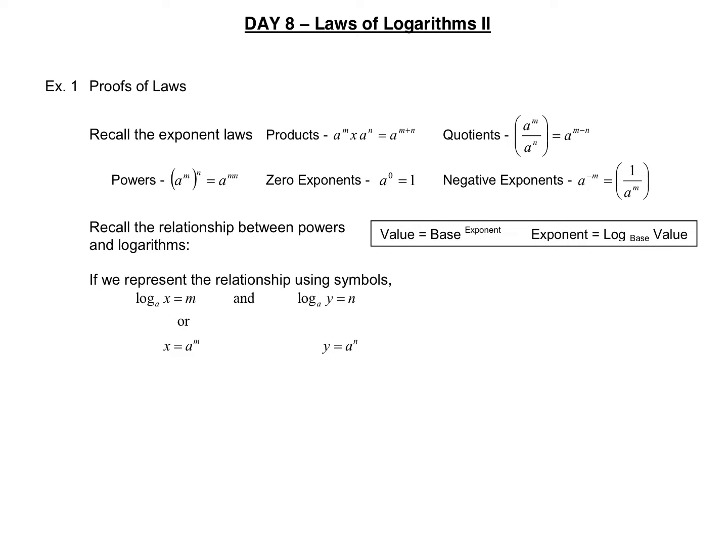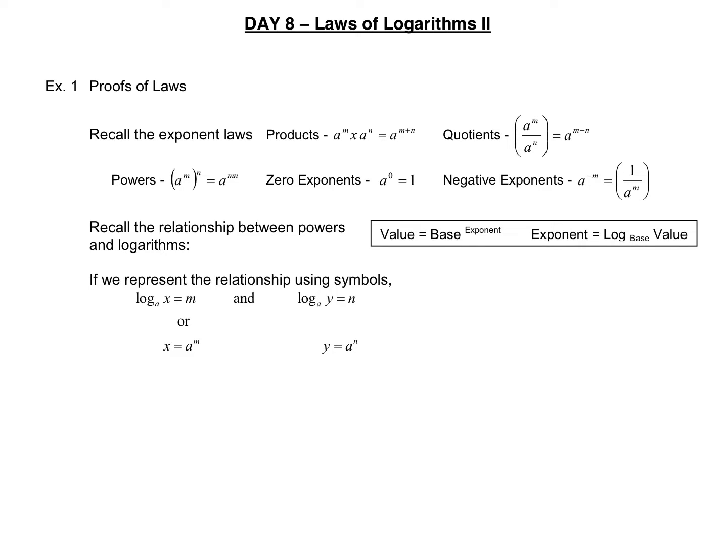Alright, today we're going to extend our laws of logarithms. Just as a recap, here are some proofs of our exponent laws that we had. We had a product of two powers, we add the exponents. The quotient of two powers, same base, we subtract the exponents.